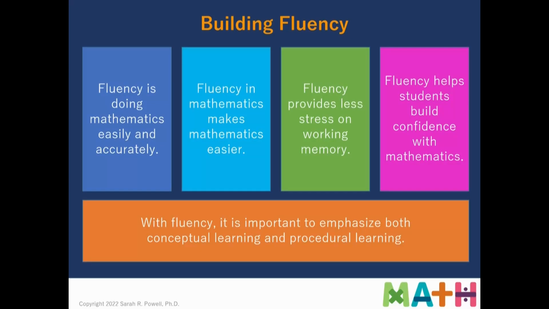So fluency. First, I think it's important to think about what is fluency. If we look up fluency in the dictionary, fluency means to do something easily and accurately. So think about how you have fluency with brushing your teeth. You do it easily and hopefully you do it accurately. Think about that you have fluency with writing something down. There's fluency all around us, and it just means that you can do that thing easily and accurately. So fluency in math is doing math easily and accurately.